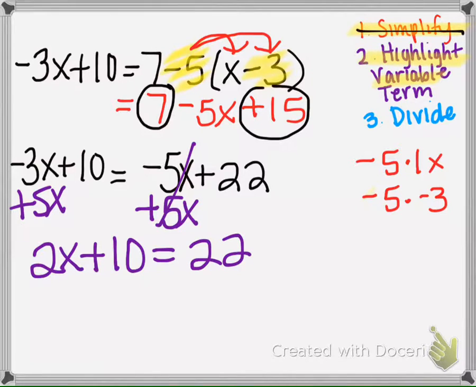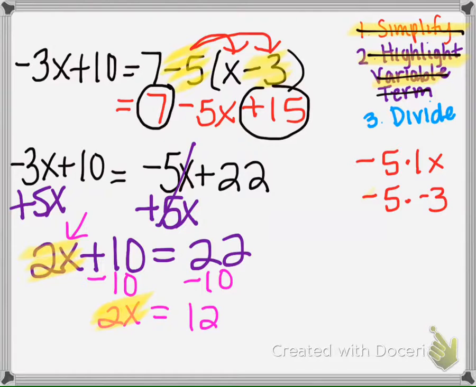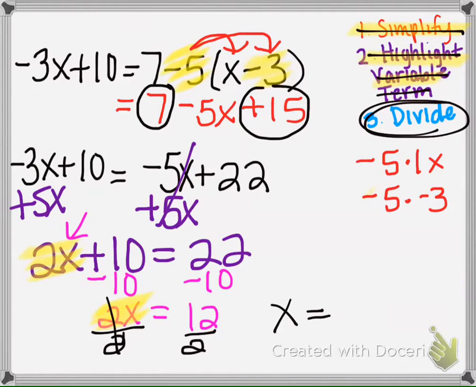Alright, so now I can do step 2. I can highlight the variable term. And I need to get rid of this plus 10 because again my goal is to get the 2x by itself. And now that this is all by itself, we are done with step 2 and now we just divide. So we get x equals 6.